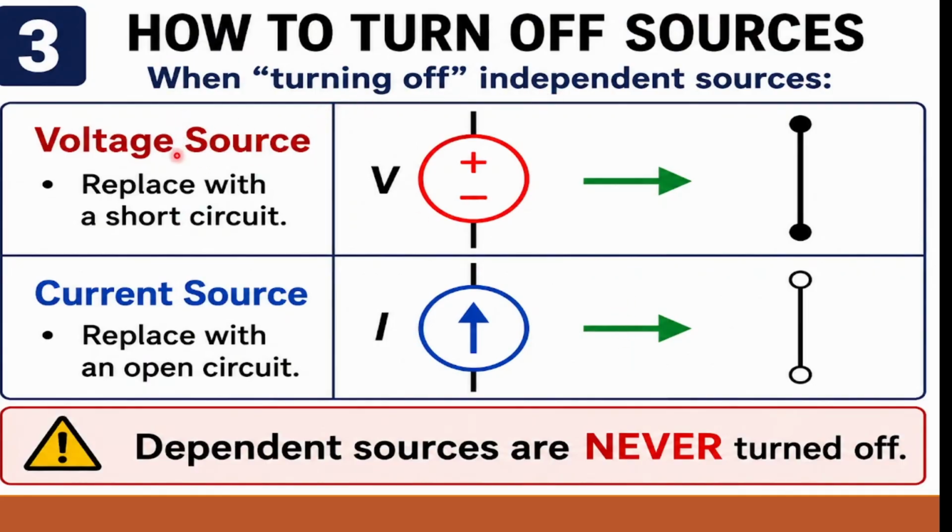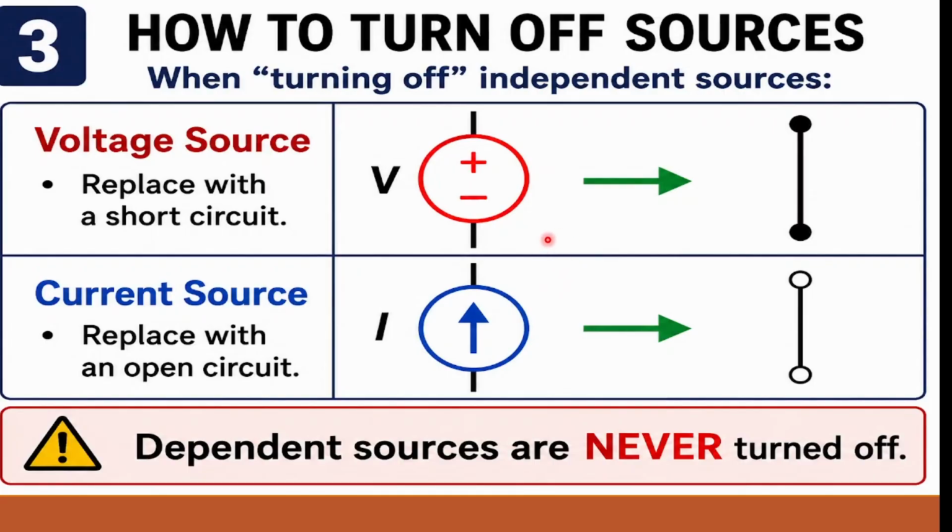When turning off independent sources, for a voltage source, we replace the voltage source with a short circuit. So when you want to replace a voltage source, you take out the voltage source and you replace it with a short circuit. For current sources, we replace the current source with an open circuit. So we just take out the current source and leave it open. And it's also important to note that dependent sources are never turned off. We only do this with independent sources.